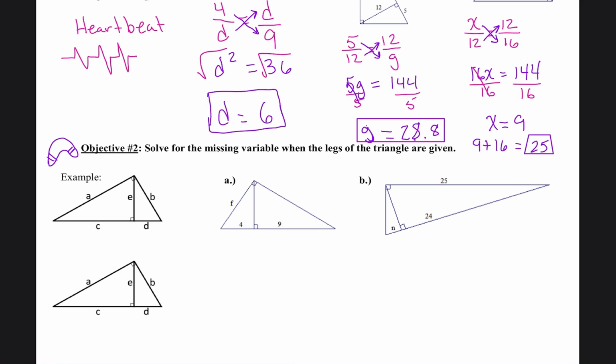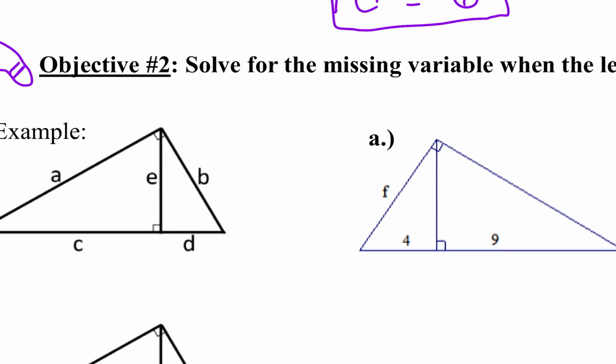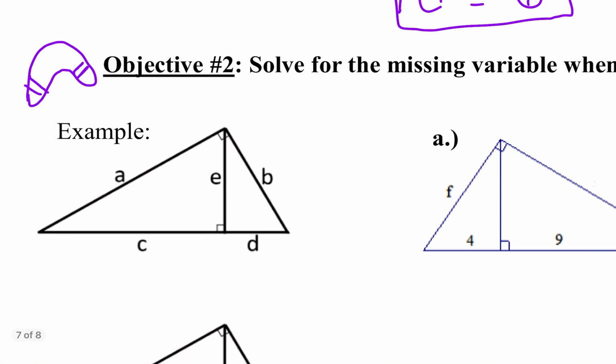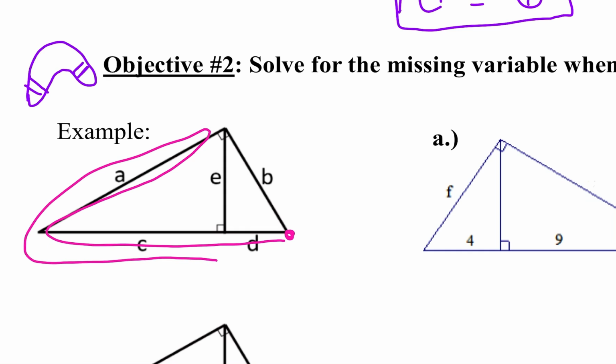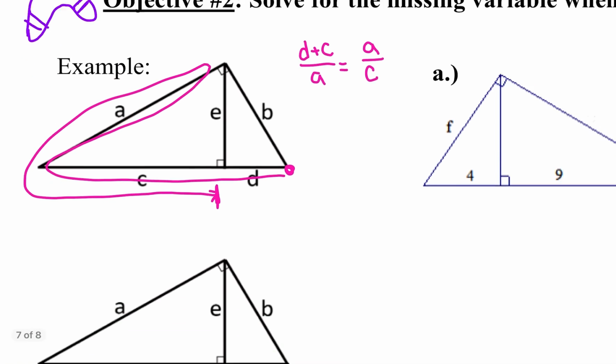So let me write that down. The first version of this proportion, looking at what we just did, and actually let's just draw an arrow. We're going to put a point here. We're going to go this way, around, and then back. So it's going to be D plus C over A is equal to A over C. Again, this is for situations where A is given to us.